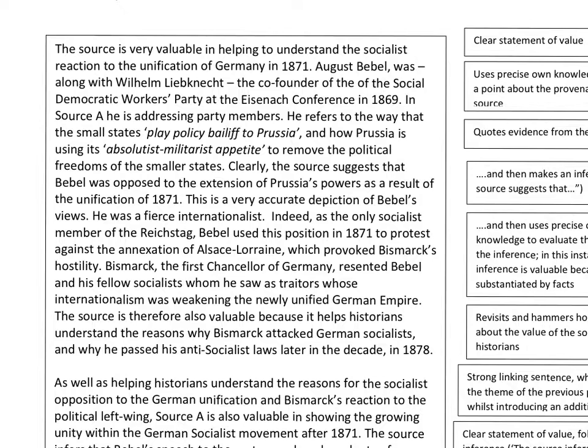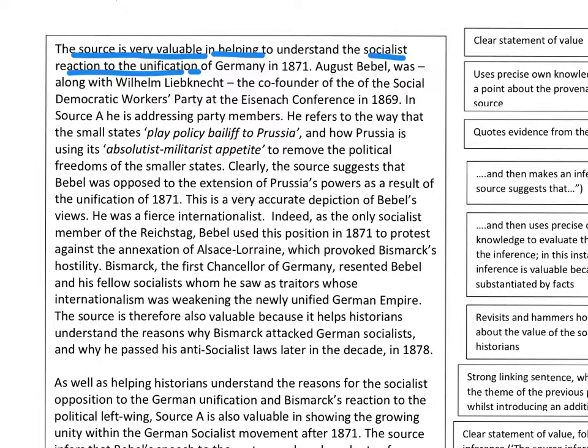The source is very valuable in helping to understand the socialist reaction to the unification of Germany in 1871. Notice how the paragraph clearly links to the question, okay? Because you're being asked about the value of the source. So you start the paragraph with a very clear statement. It is very valuable in helping us as historians. What does it help us understand? Okay, well, it helps us understand how the socialists reacted to the unification. Okay, so we're going to develop that point now. So you clearly link the paragraph to the question.